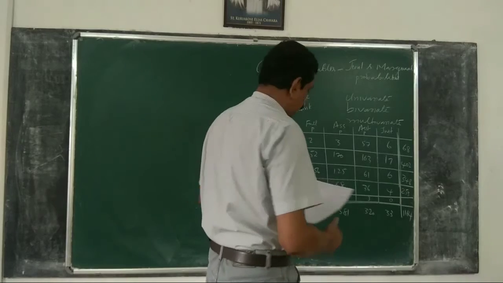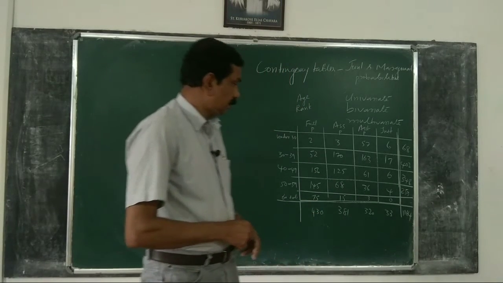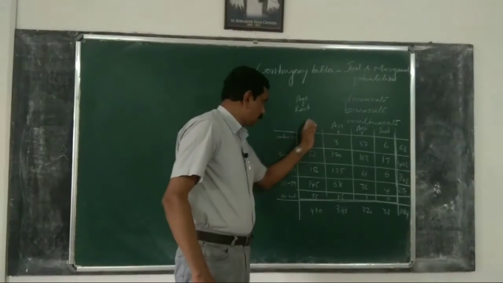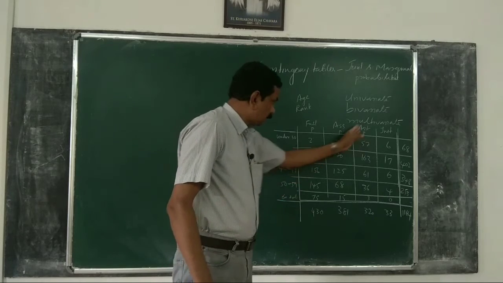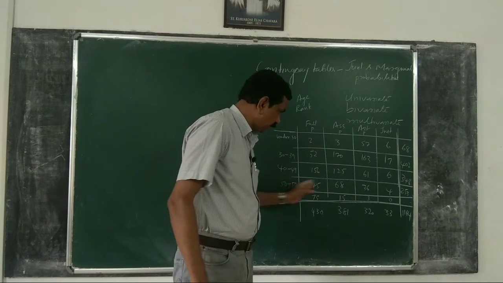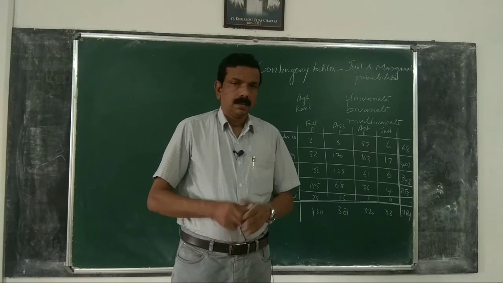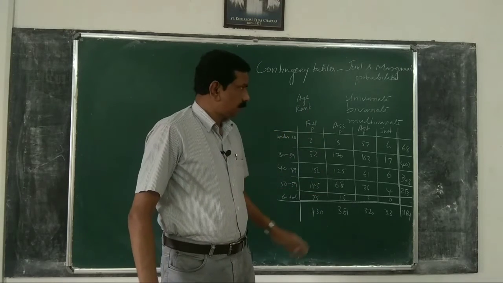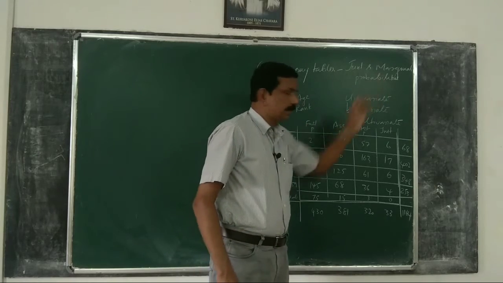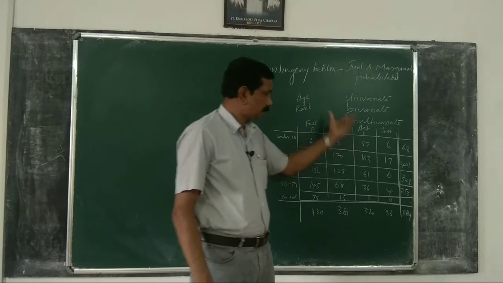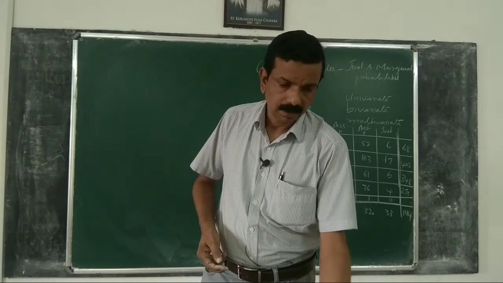This is an example of a contingency table. Full professor under 30, 2; assistant professor between 50 and 59, 36, and like that. From the contingency table, we can calculate joint probabilities and also marginal probabilities. Let us see how.